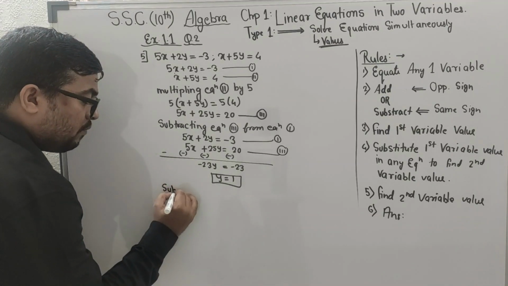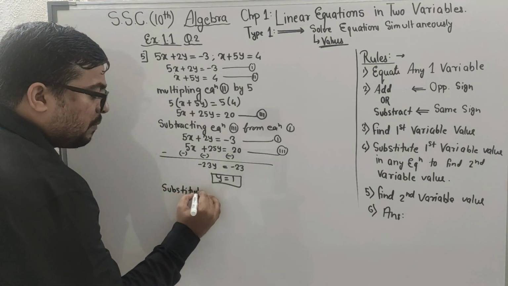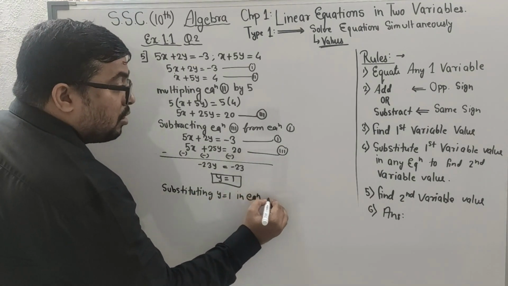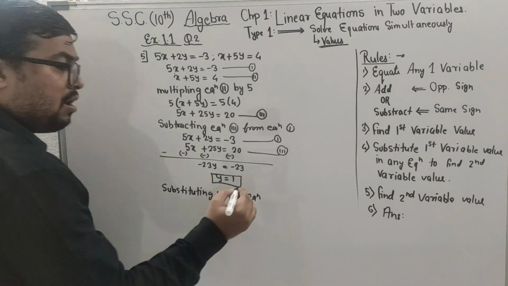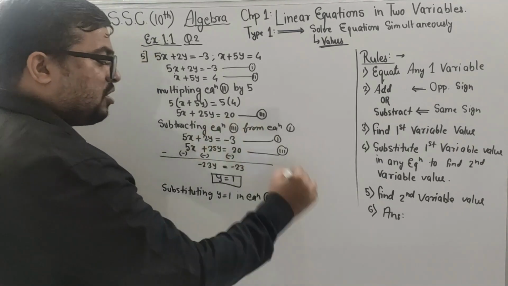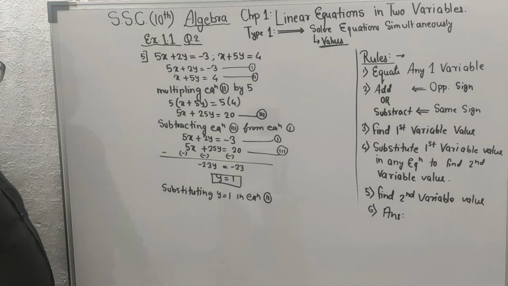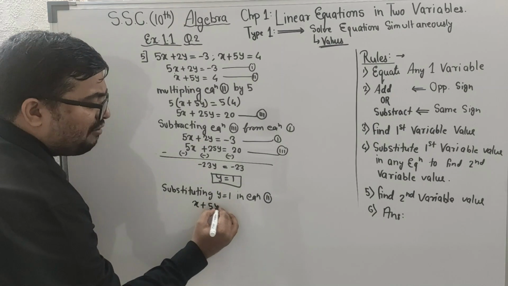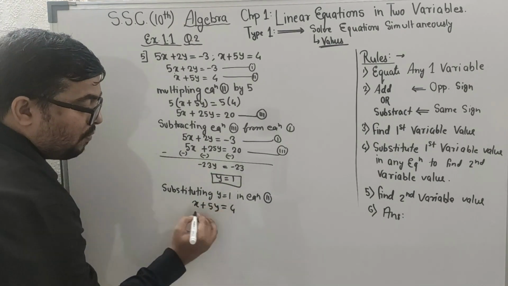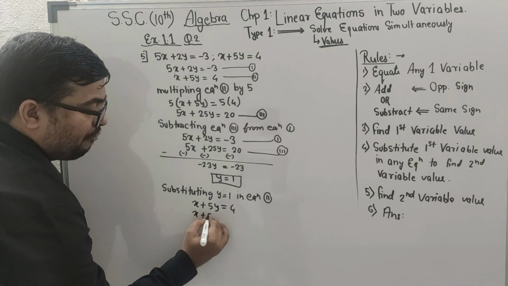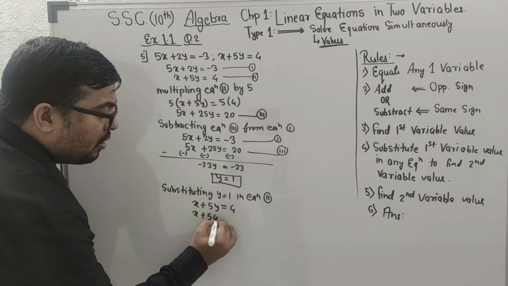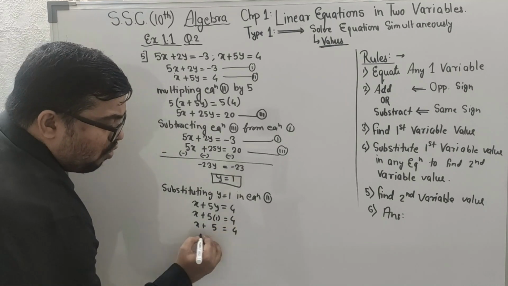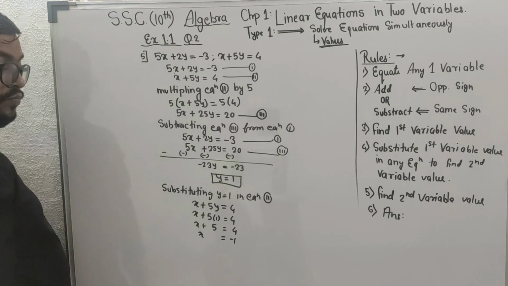Substituting y equals 1 in an equation. Whichever equation you like, you can substitute in it. I am substituting this value in equation number 2. So what is equation number 2 here, students? x plus 5y is equal to 4. x plus 5, the value of y is 1. So x plus 5 ones are 5 is equal to 4. x is equal to minus 1.